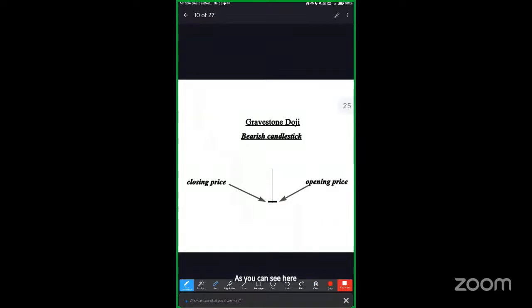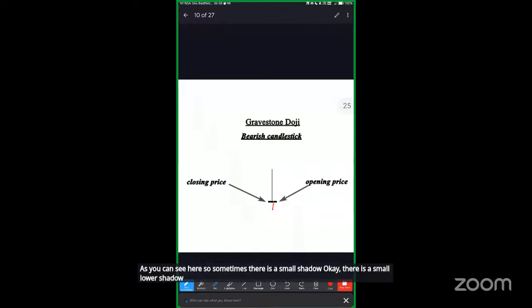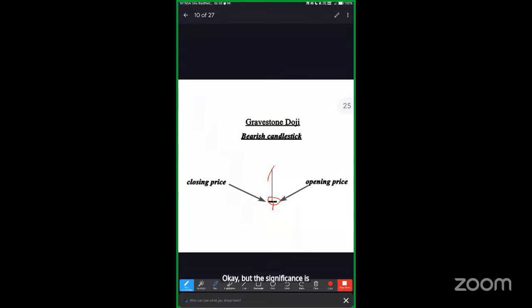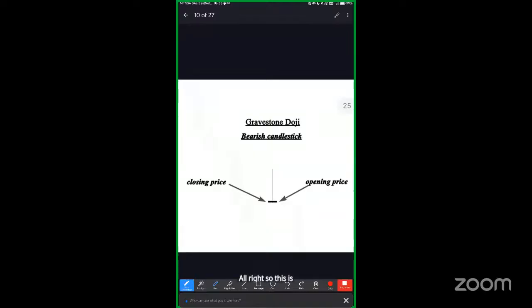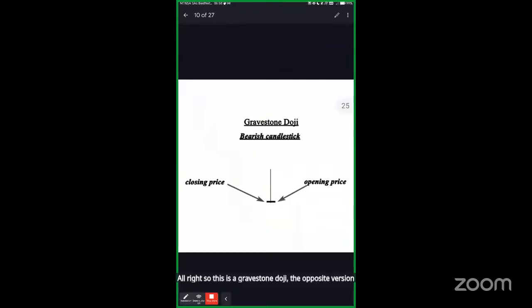So sometimes there is a small lower shadow, okay? Sometimes there isn't. But the significance is this long upper shadow, as well as the position of the opening and the position of the closing, right? So this is a gravestone doji, the opposite version of the dragonfly doji.